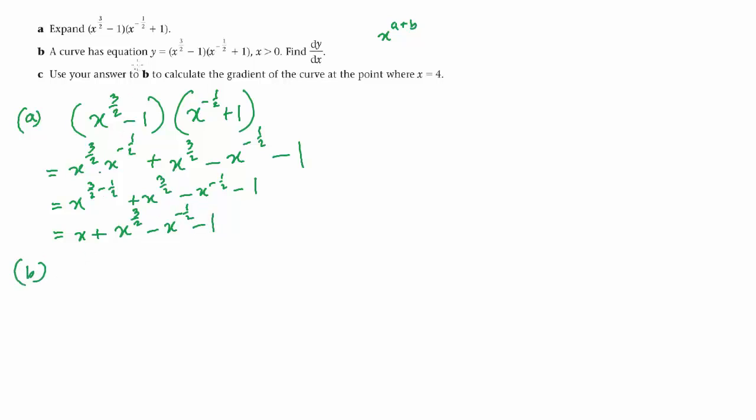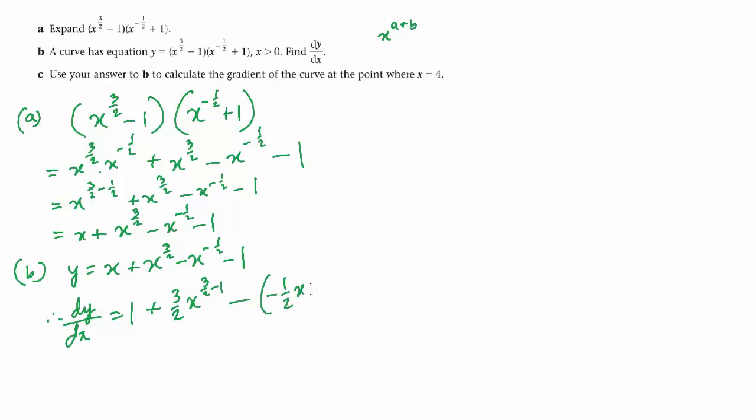Now in question number B, we have a curve which has this equation. So y equals this. So let me write the simplified version. So y equals x plus x to the power 3 by 2 minus x to the power minus half minus 1. Now let's differentiate this. So dy by dx, the derivative of y is dy by dx equals derivative of x is 1 plus this would be 3 by 2 x to the power 3 by 2 minus 1, minus this would be minus half x to the power minus half minus 1, and constant is going to become 0.